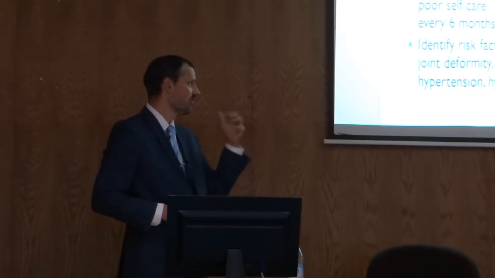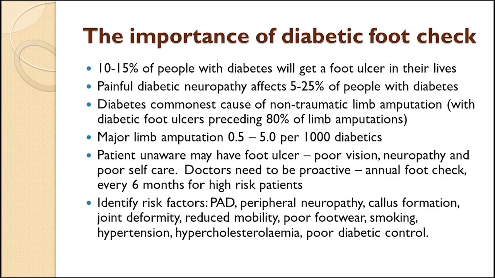Do they smoke? Are they hypertensive? Have they got high cholesterol? These are all risk factors for vascular disease. And finally, what about their last HbA1c? What about their diabetic control? Is it well controlled? The two biggest things that you can make a difference in a diabetic's life is in improving their blood pressure and their sugar. And both are as important as each other.